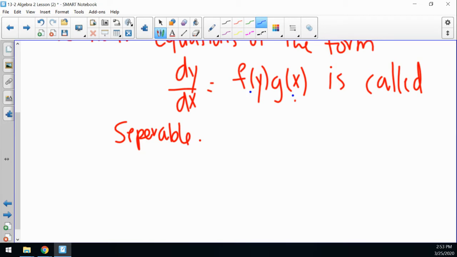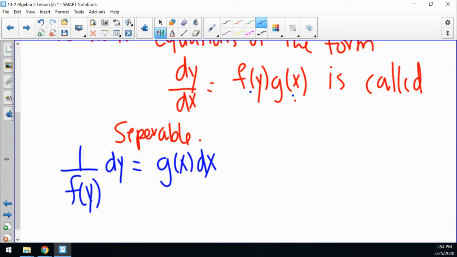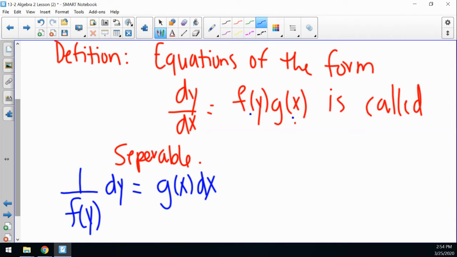We separate the variables by forming it like this. So 1 over f(y) dy is equal to g of x dx. Now, you're probably wondering how that is and what that means. So again, our definition: equations of the form dy over dx equals f(y) times g of x are called separable. So we can write 1 over f(y) dy is equal to g(x) dx. So why is that?